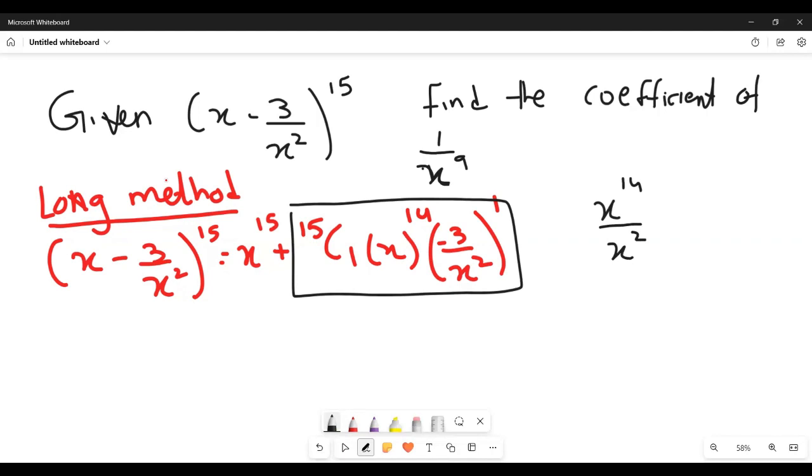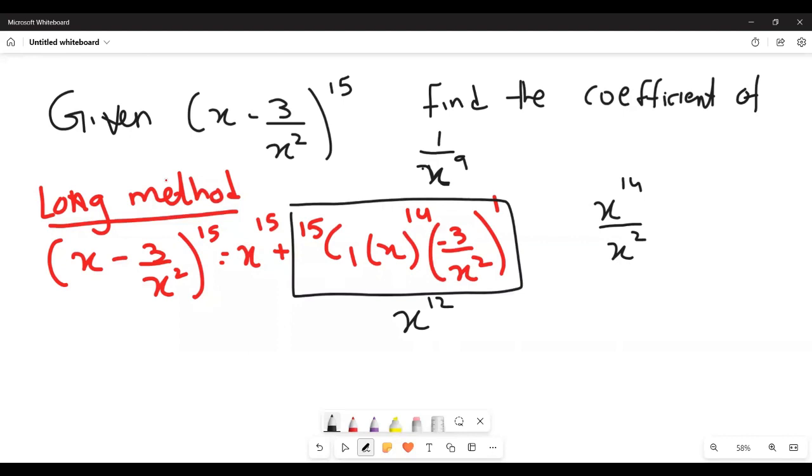That is actually going to be x power 12 term. This is going to be something times x power 12. So no, this is not the 1 over x power 9 term. Then you look at the next term, and the next, and the next. You'll keep checking till you get 1 over x power 9, and then that would be the particular term whose coefficient you have to find. And this will take a lot of time.